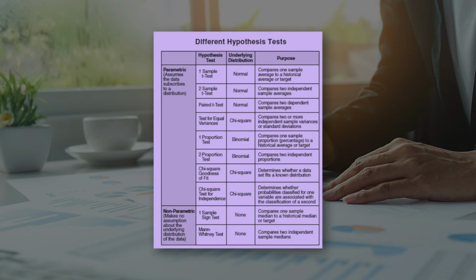So different hypothesis tests we have already talked about. We have talked about one sample t-test, two sample t-test, then paired t-test, then test for equal variance, proportion test, chi-square goodness of fit, and chi-square test for independence. All those come under the ambit of parametric tests and assume that data subscribe to a distribution, and as far as non-parametric is concerned, it makes no assumption about the underlying distribution of the data, and the simple sign test or Mann-Whitney test is there.